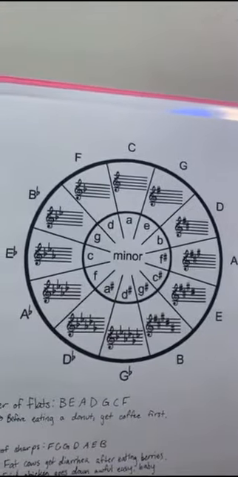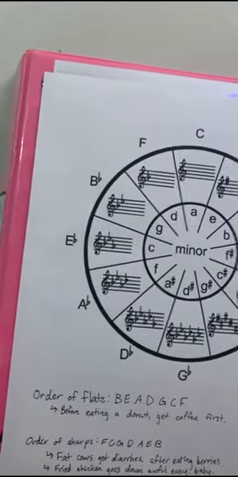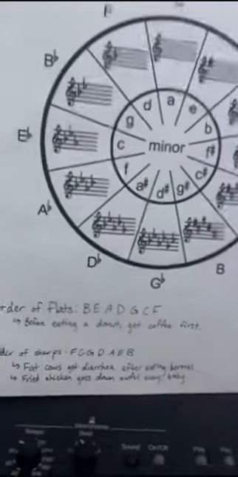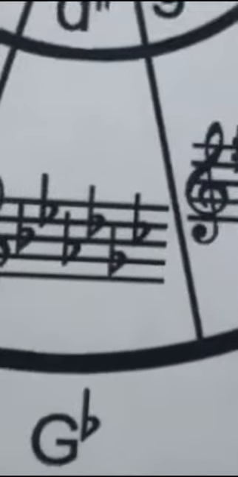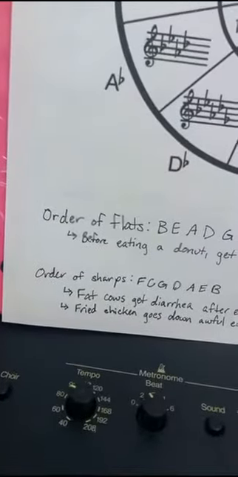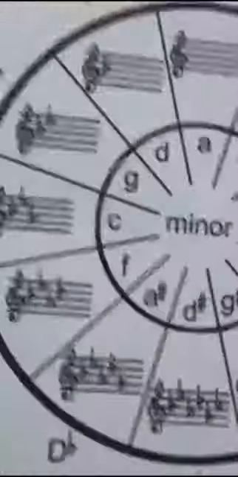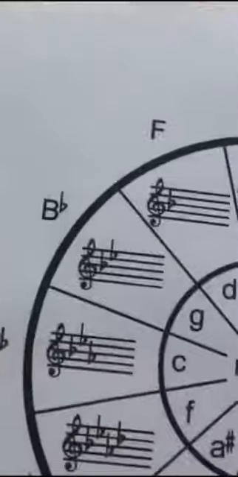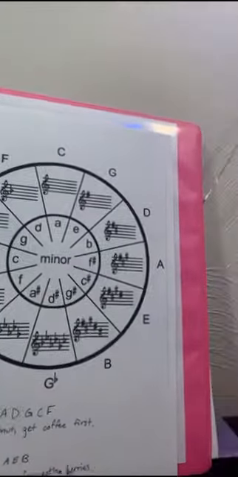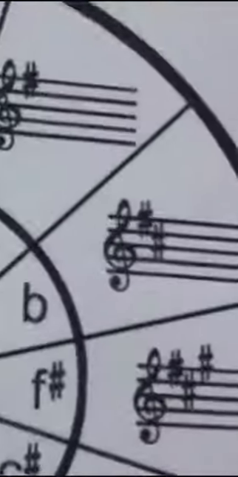So then F has 1 flat, B flat has 2 flats, E flat has 3 flats, A flat has 4 flats, D flat has 5 flats, G flat has 6 flats. You don't have to remember that it is a B, an E, an A, a D, a G, and a C, because this tells you that. And how far it goes down the circle tells you how many there are. The B flat is 2 from the C, so it's going to have 2. The D is 2 from the C, so it's going to have 2. So it would be before eating and fat cows.